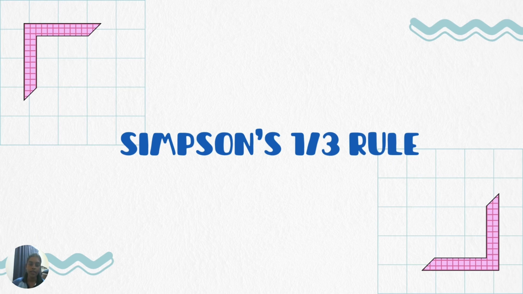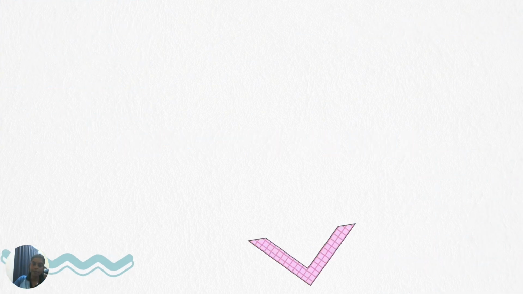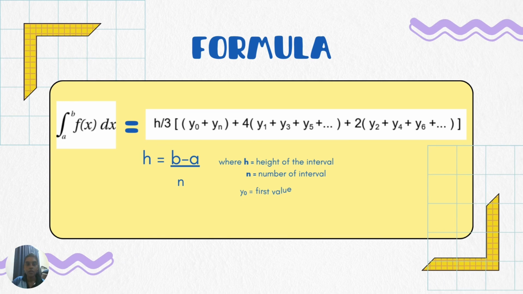Let's take a look at the Simpson's 1/3 rule. This is the formula for the Simpson's 1/3 rule. To find the value of h, we have to subtract a from b and divide it by n, where h is equal to the height of the interval and n is equal to the number of intervals.